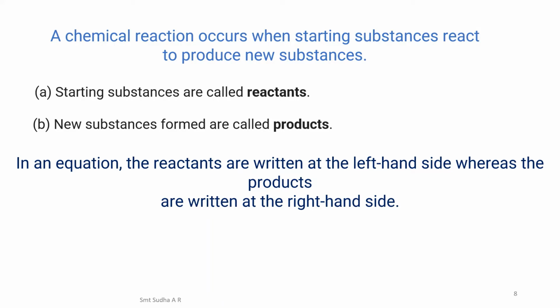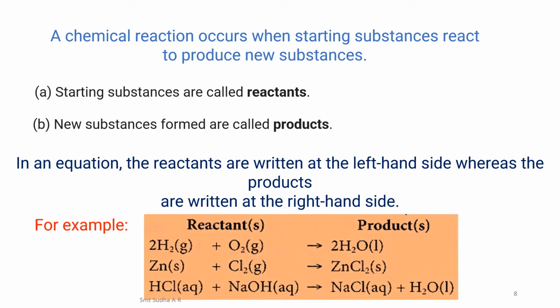So in another way also you can write: the reactants are written on the left side of the equation, whereas the products are written on the right hand side of the chemical equation. So in this way also you can write the answer. See, for example, here I have listed some chemical equations. You can observe which are the reactants and which are considered as the products. By observing these examples, you can understand the definitions and the identification of reactants and products.